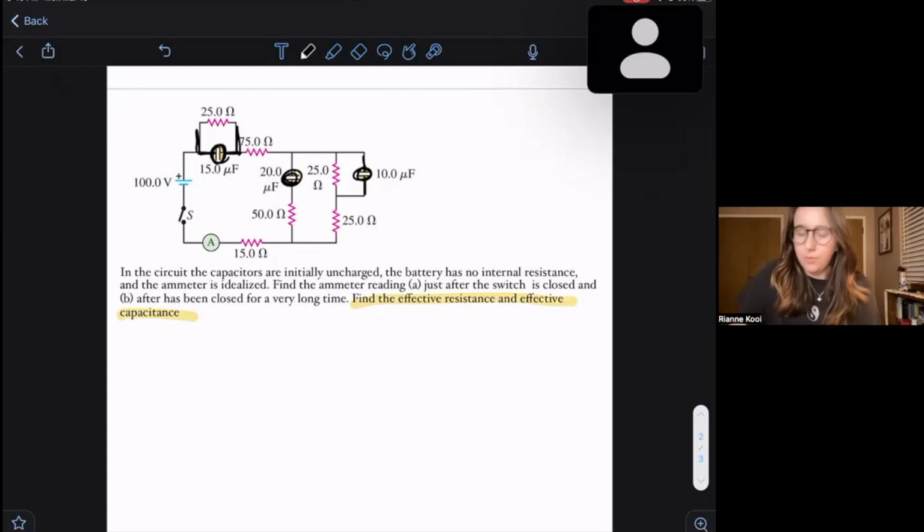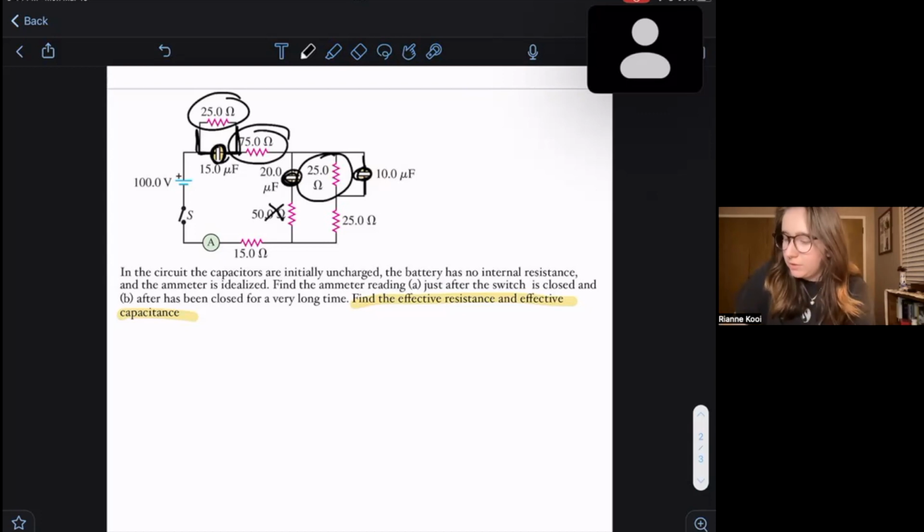So now let's count what resistors we have to go through now. So we definitely have to go through this 25 ohm resistor. We definitely have to go through that 75. Now we definitely have to go through this 25 right here. We don't reach that 50 ohm one. We definitely go through that 25 and we go through that 15.